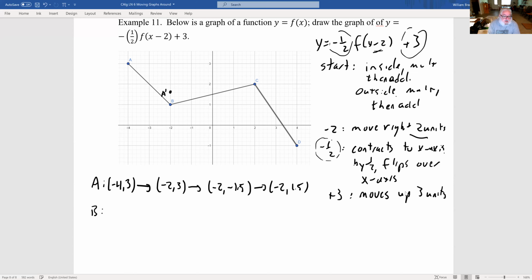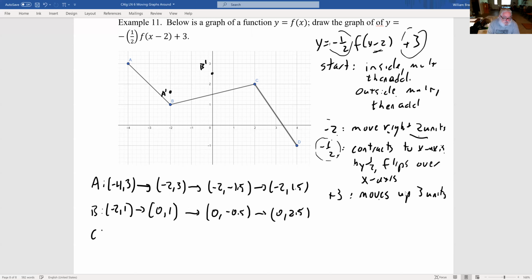What about B? B starts at -2, 1. What do we do here? Because we're moving right 2 units, we add 2 to the x coordinate. That'll move it to 0, 1. Multiply the y coordinate by -1/2, because that's outside. And that's -0.5. And then we add 3 to the y coordinate, and that will move us to 2.5. So B goes to 0, 2.5. There's my new B prime.